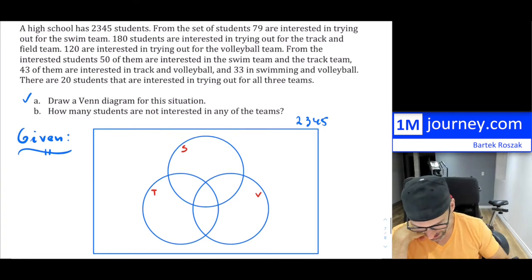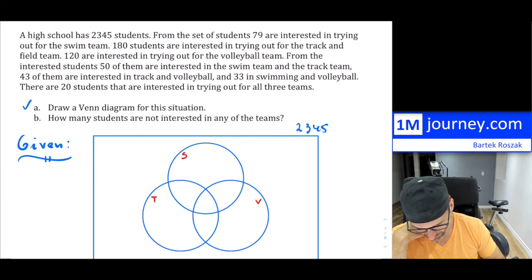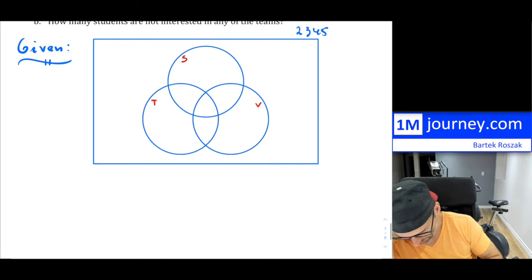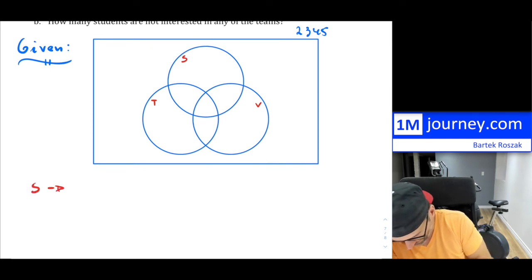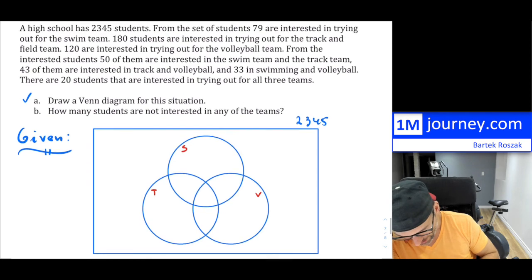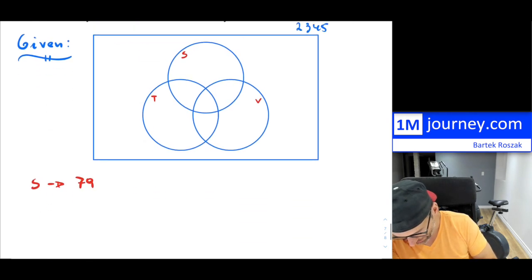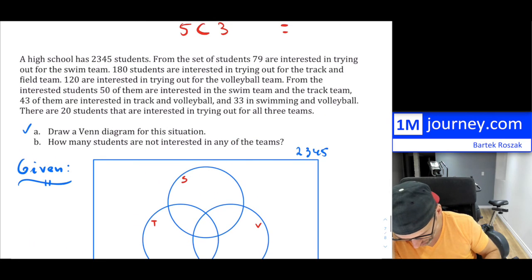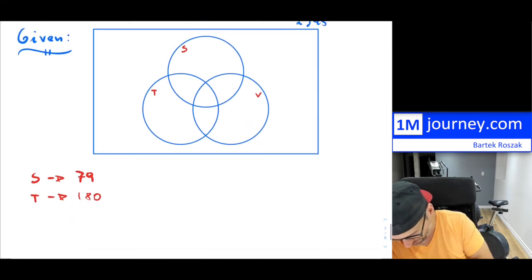Okay, so we have 79 swim. Okay, so swim, 79. Track, 180. Okay, we'll fill all of this up shortly. 120 volleyball.